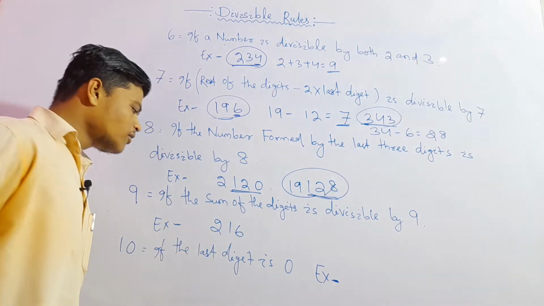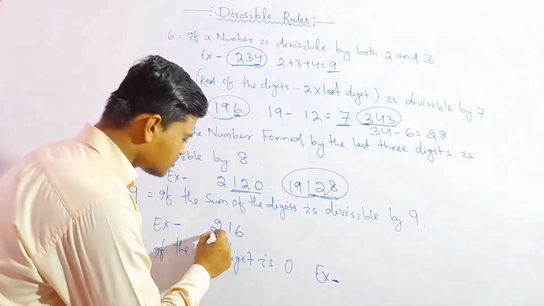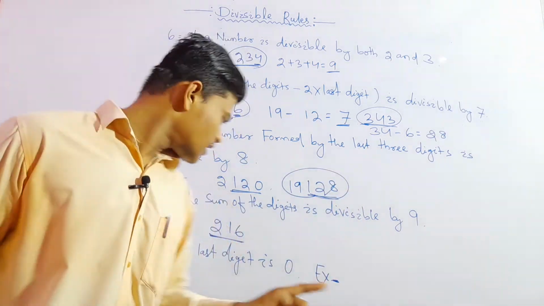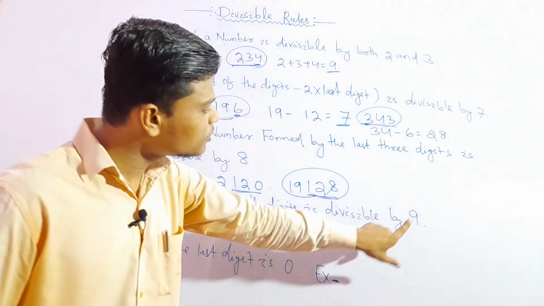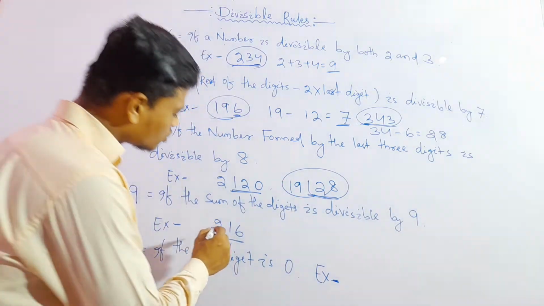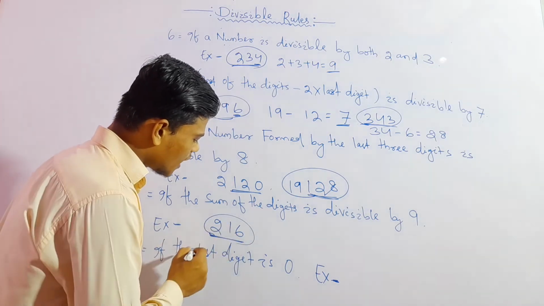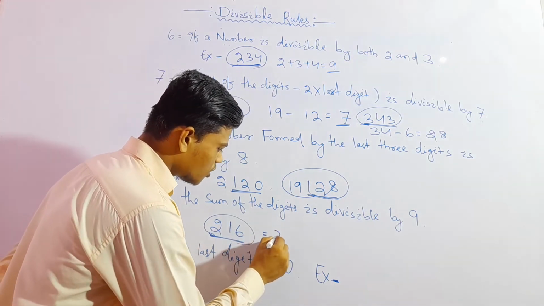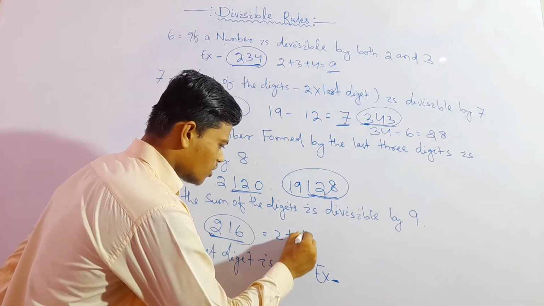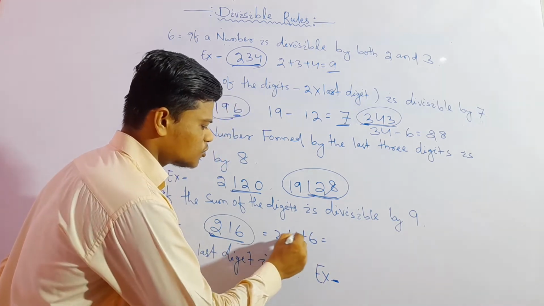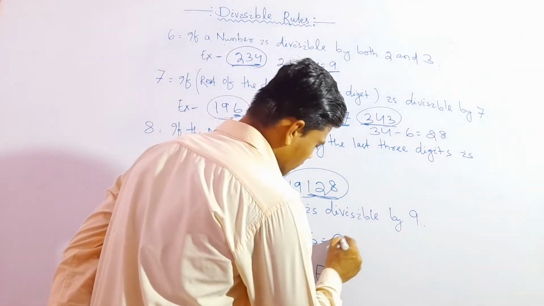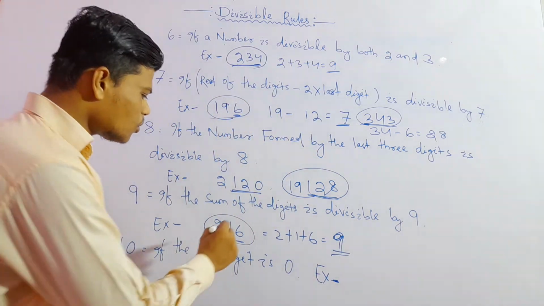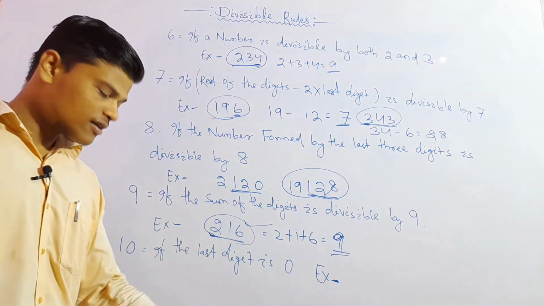See a number, 216. Now let's check whether it is divisible by 9 or not. As per the divisible rule of 9, if the sum of the digits is divisible by 9, so let's find out the sum of its digits: 2 plus 1 plus 6. 2 plus 1 is equal to 3, plus 6 is 9, and you know 9 is divisible by 9. So therefore 216 is divisible by 9.